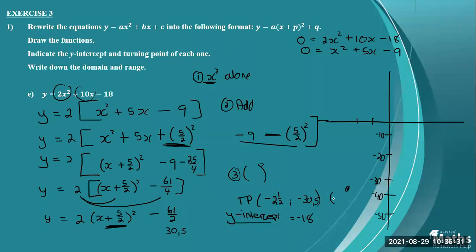So let's just indicate it on the drawing. Negative 2,5, you can say negative 2,5 if you want, in the semicolon, negative 30,5. You can use any format.